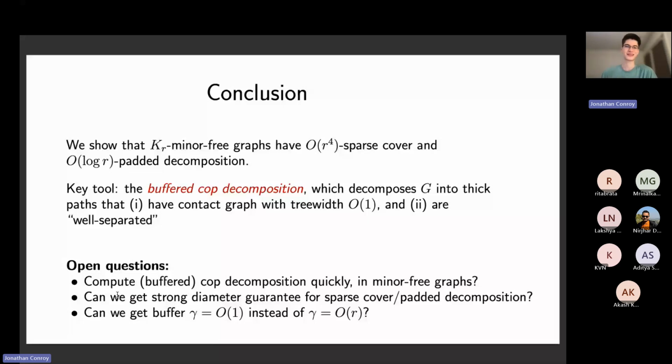And then there's also this interesting question, I think, about how quickly we can compute this buffered COP decomposition. It's poly time, but it seems like it's maybe some largish poly time, because we have to do a bunch of sequential shortest path computations. And we don't know how to bound the depth of this.